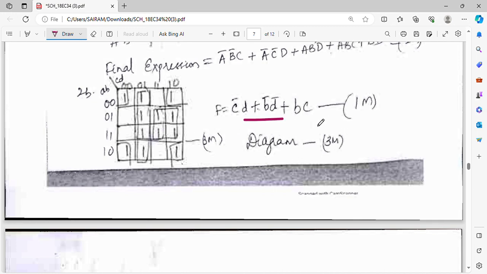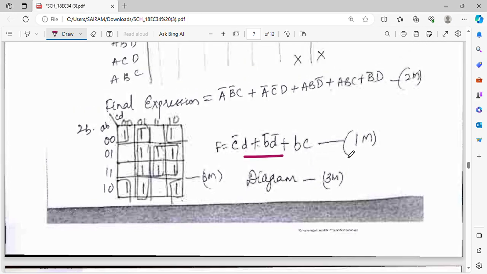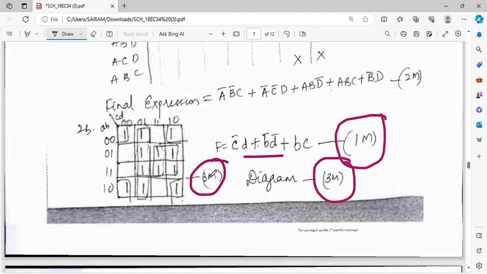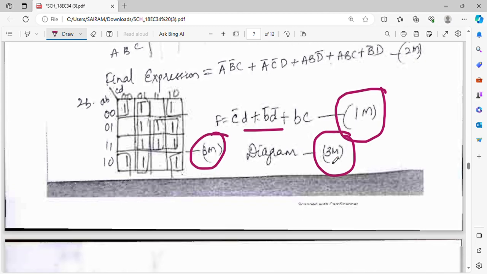After finding out this, you're supposed to write the diagram for 3 marks. Here this is for 1 mark and the diagram is for 3 marks and the K-map is for 3 marks. 3 plus 3 is 6, 6 plus 1 is 7. So total 7 marks is over. So this is what is the question paper.